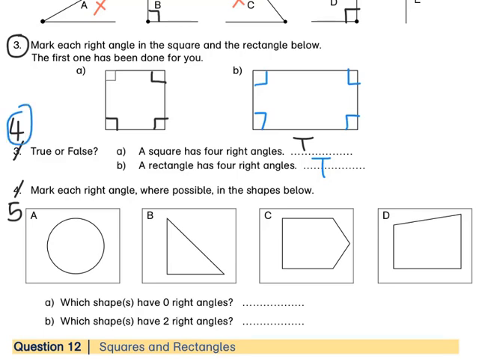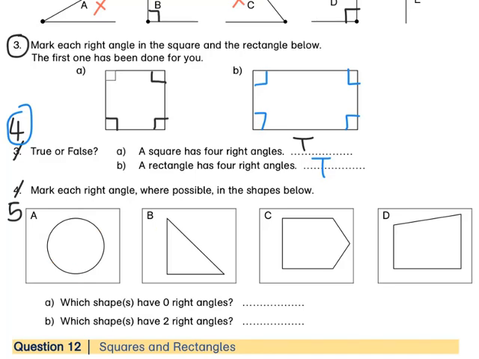Let's continue. Mark each right angle where possible in the shapes below. If we look at A, this is a circle. It has one curved side. So a circle does not have any right angles, let alone a right angle. So we are going to mark nothing here.